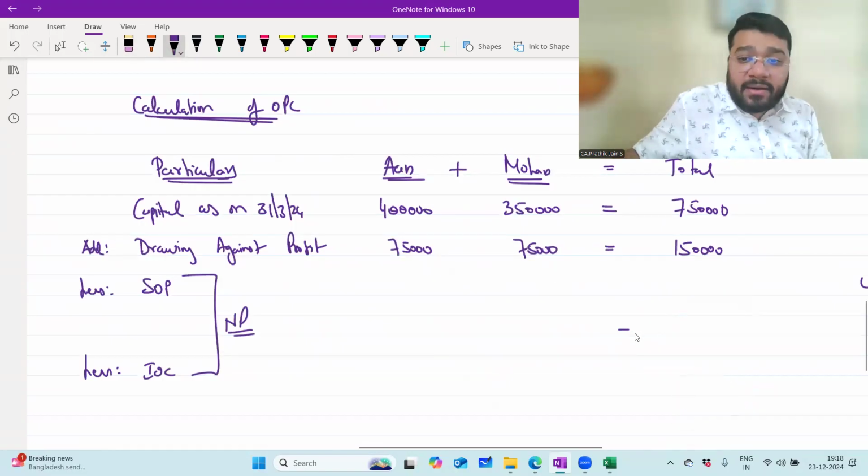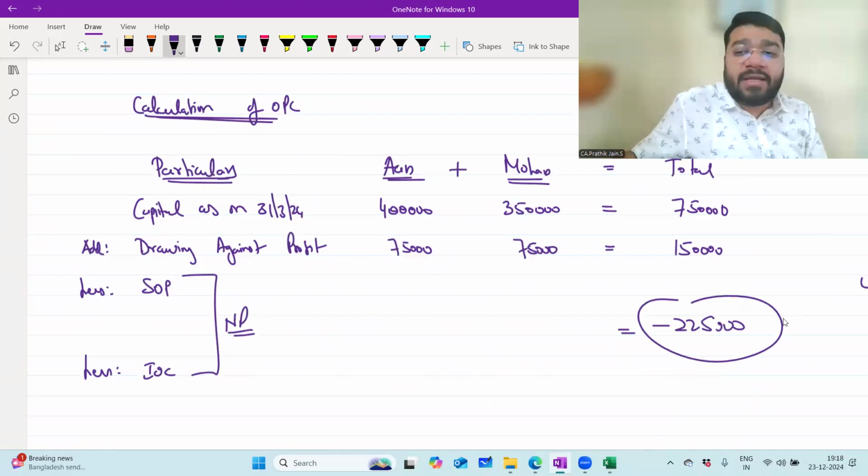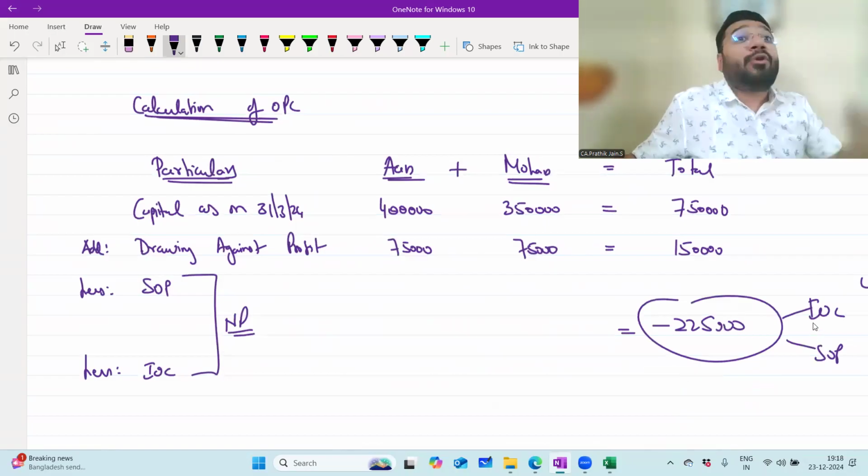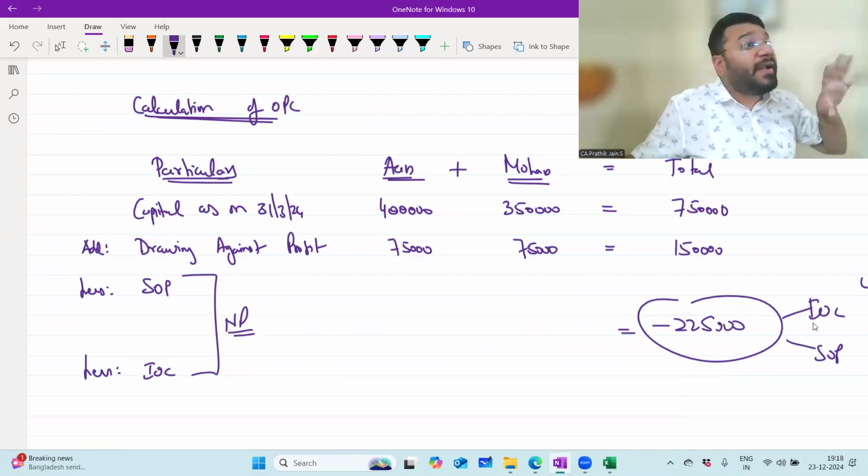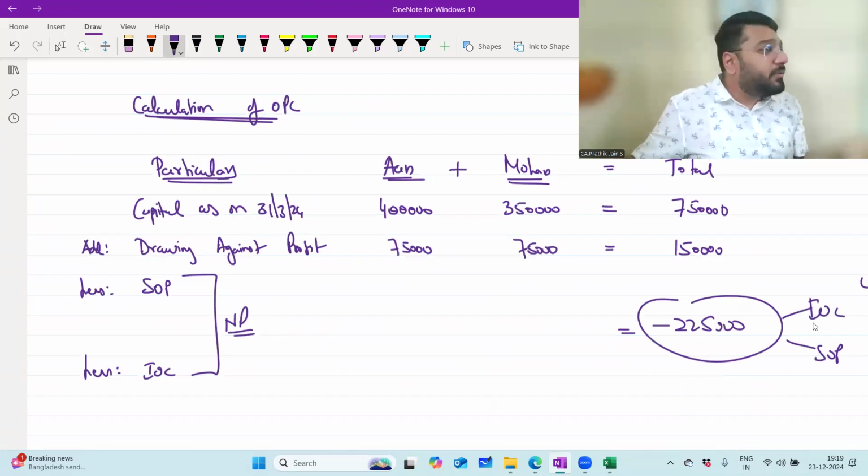I'll minus the entire net profit, minus 2,25,000. This minus has got two components. One is IOC, second is share of profit. And I don't need it individually now. If I take the overall basis also, I'm good to go.